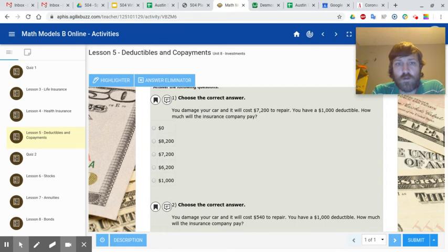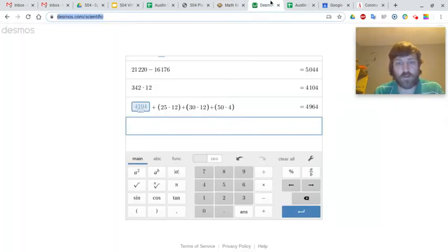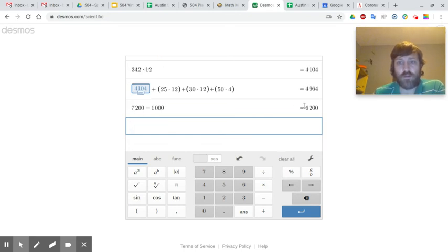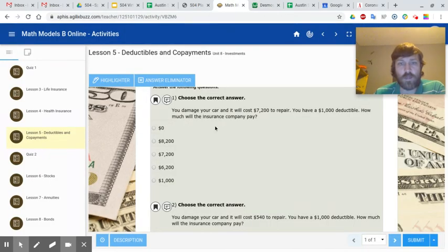Like the first one, you damage your car and it will cost $7,200 to repair. You have a $1,000 deductible. How much will the insurance company pay? It's this easy. You know the total cost is $7,200, and you will pay $1,000 in the deductible, leaving $6,200 for the insurance company. That is pretty much what's happening in all of these problems. You're doing subtraction. You have the total, you have a deductible, and what's left is what the insurance company will pay. That's it for number one.